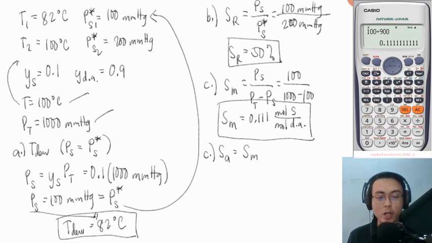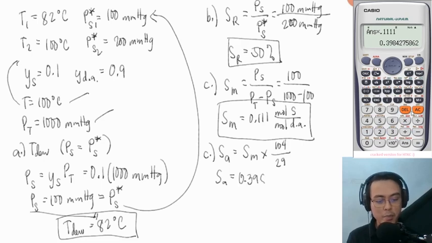So at the top, molecular weight of styrene. Styrene is C8H8. Let's compute 12 times 8 plus 8, that's 104. Over, at the bottom, is the molecular weight of dry air, that's 29. So we get an absolute humidity of 104 over 29 times 0.111. That's 0.398 grams styrene per gram of dry air.